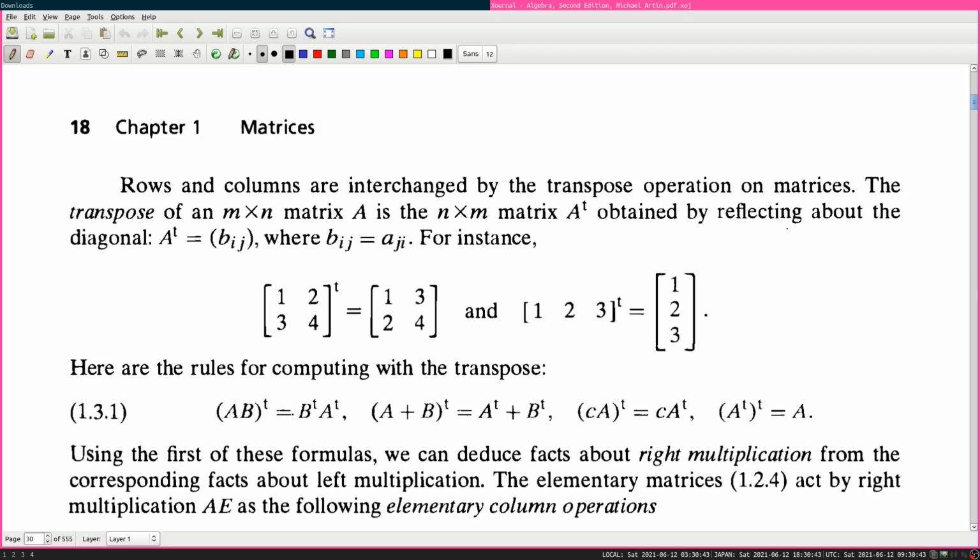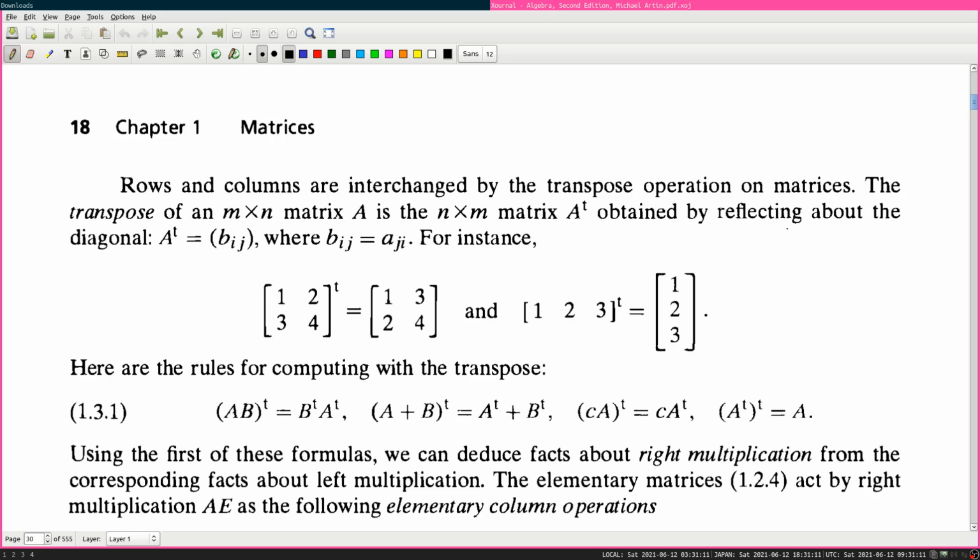Here are the rules for computing with the transpose. (AB) transpose equals B transpose A transpose. So the transpose of a product equals the product of the transposes in the opposite order. That's important, and I don't know an easy way to see that. It's true. Go watch a linear algebra playlist to learn more. I don't actually remember why that's true, but I think if you do enough mental gymnastics, it's obvious.